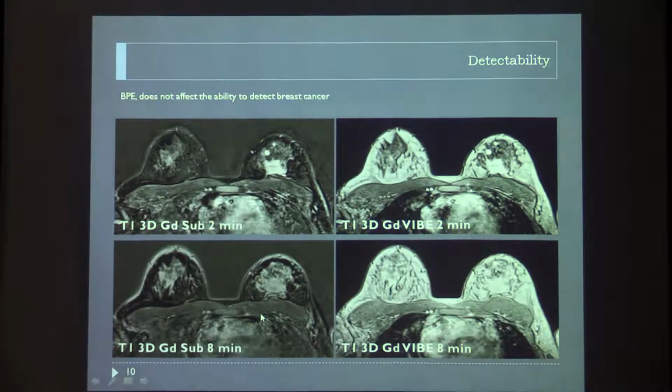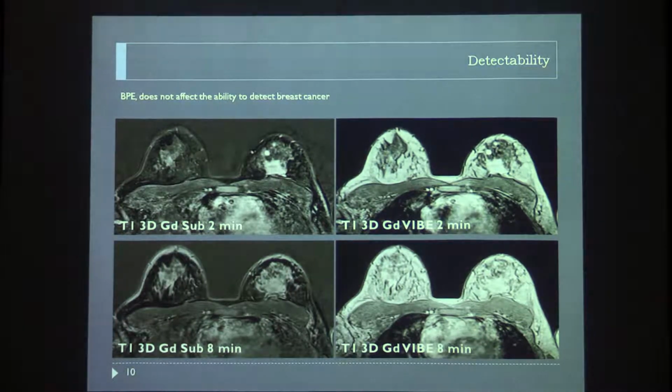For the background parenchymal enhancement, actually no, it doesn't affect the ability to detect breast cancer. You can have false positives, as we have seen this morning, but you can always see the lesion. For example, you have to pay attention to the timing. Here at 2 minutes you can see this lesion. After 8 minutes you cannot see it anymore. So it's very important to have this dynamic acquisition and to select the good timing to detect the lesion.